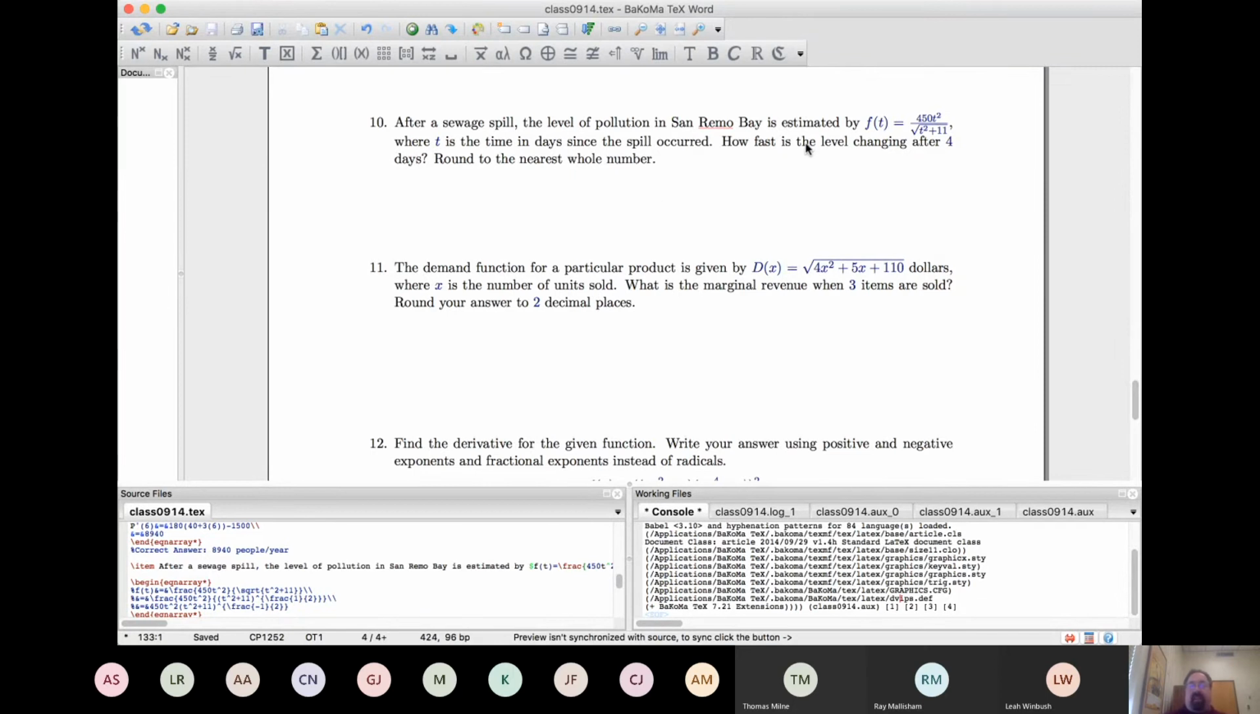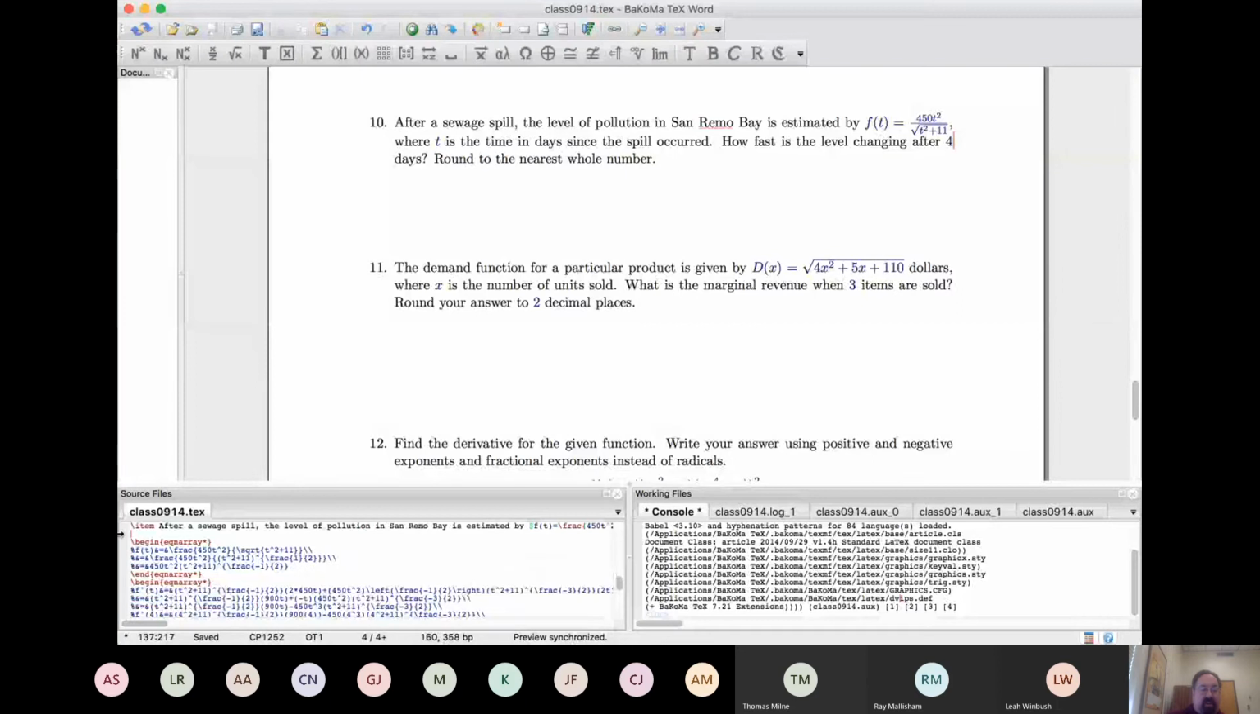Okay. Next, we have this function, and that's a level of pollution. So it's asking how fast the level is changing after 4 days. Now, t in this case refers to days. So what's needed is f prime because it's not asking what the level is; it's asking how fast it's changing. So it's a rate of change. So you need f prime at t equals 4 because it's after 4 days.